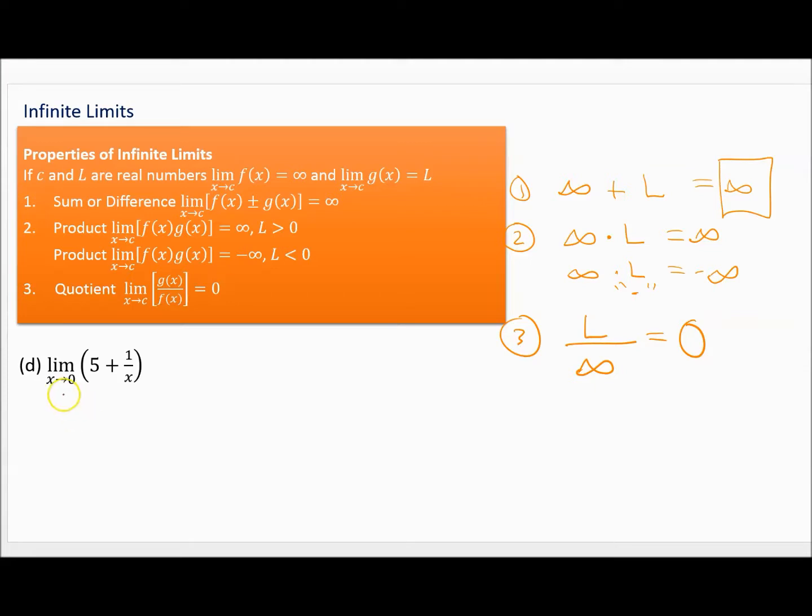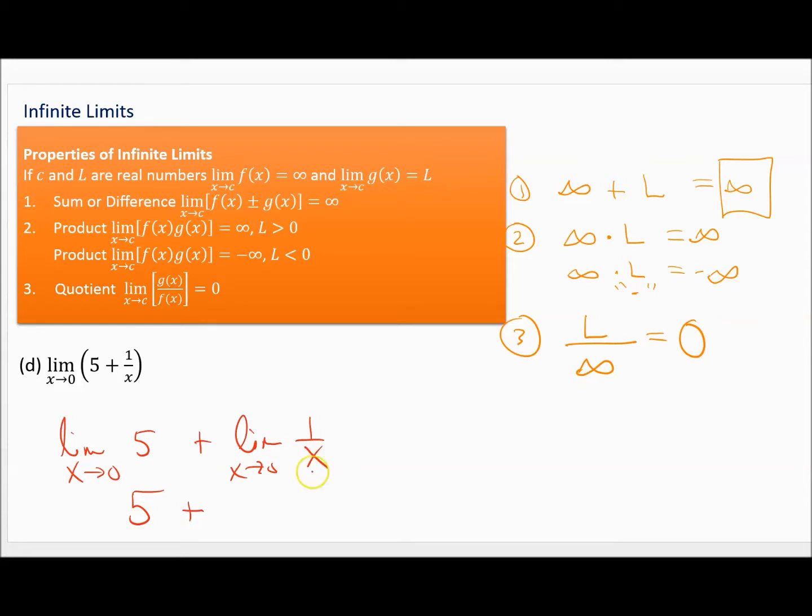Let's take a look. So we have the limit as x goes to 0 of 5 plus 1 over x. So that's the limit as x goes to 0 of 5 plus the limit as x goes to 0 of 1 over x. Now we talked about we're not allowed to use that sum difference property if the limits don't exist. But this brand new theorem says if the limit is infinity, then we can consider this. So what is the limit as x goes to 0 of 5? Remember, the limit of a constant is just that constant value. That's just 5. It's a horizontal line. Plus the limit as x goes to 0 of 1 over x.